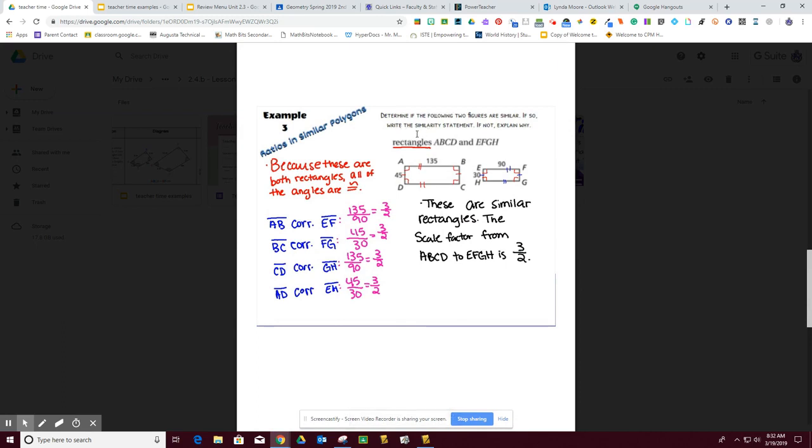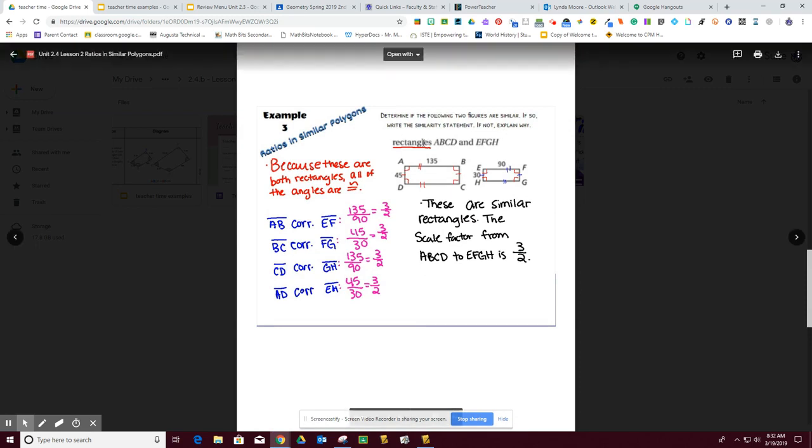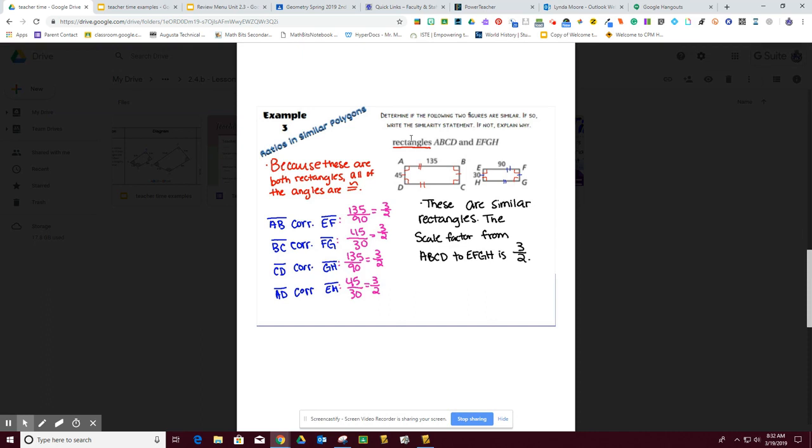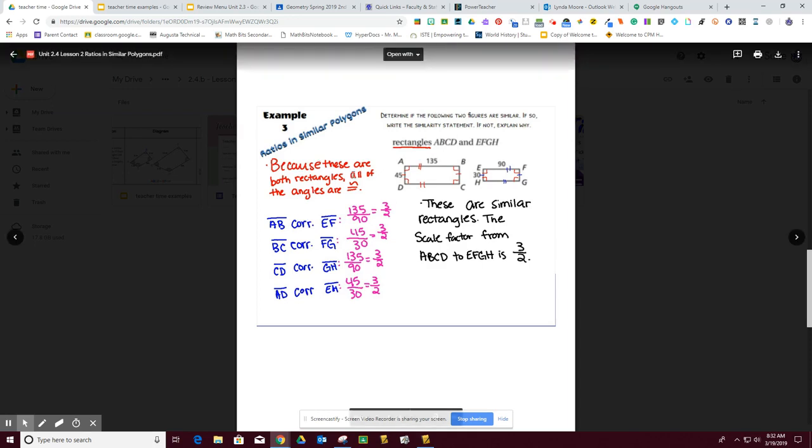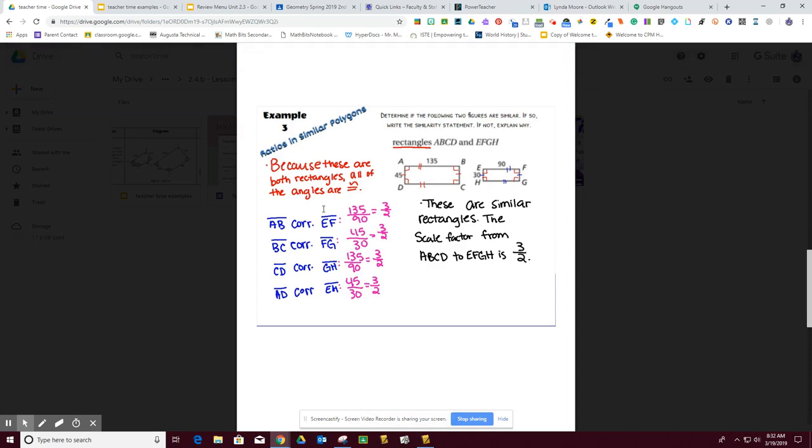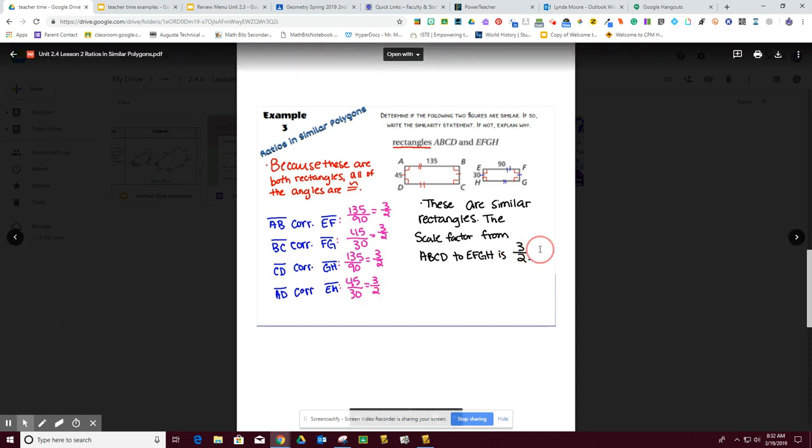So for the next example, it asks us to determine if these are similar. If they are, write a statement of similarity. If they're not, explain why. So the first thing that we want to do is realize that because these are rectangles, we know that we have 4 right angles. So it meets the angle requirement. Now I'm going to put my corresponding sides and I'm going to reduce them down, and I get the same fraction for each one, which is 3/2.